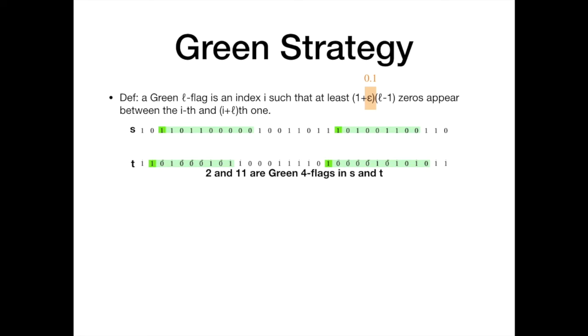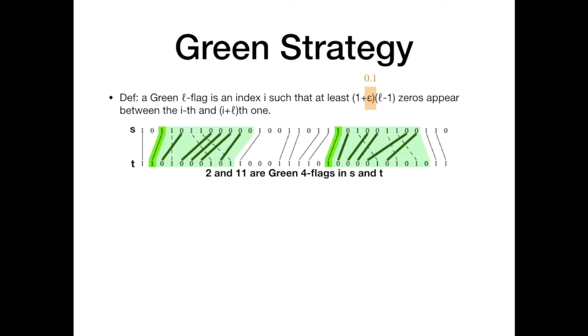So now with the setup, we can find a nice common subsequence between S and T by matching all the ones in S with all the ones in T, and every time we hit these indices that are green flags in both S and T, we switch to matching zeros. So here we match ones, but in between, say, the second and the sixth one, we match zeros, and between the 11th and the 15th one, we also match zeros. This uses the flags, and because these are green flags, we get a constant fraction advantage each time we do this matching.